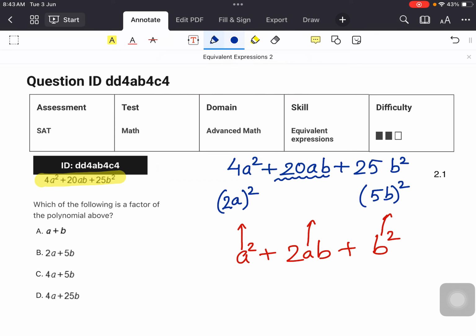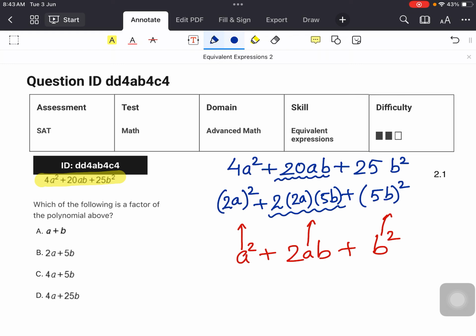So let's try. How can I write 20? 2ab. So what is a here? A is 2a in our problem and b is 5b. Are we getting 20ab by multiplying these three? 2 times 5, yes, it is 20. And ab, yes. So we are getting 20ab by this combination.